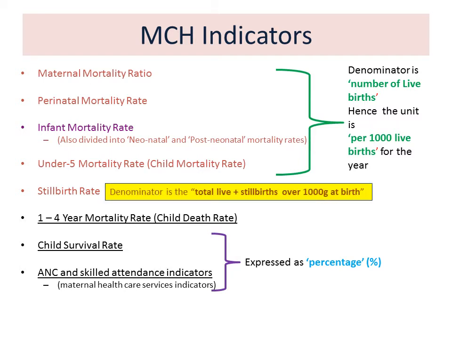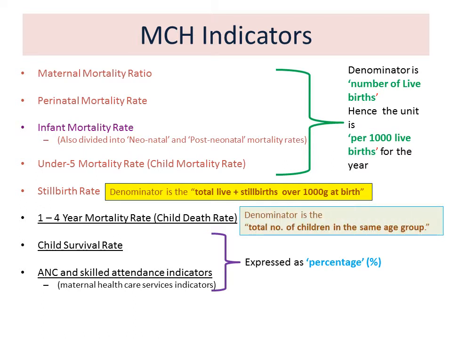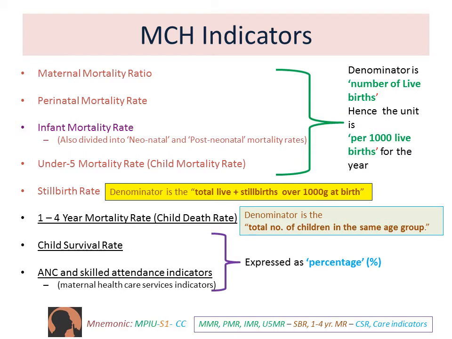Stillbirth rate has a denominator of total live births plus stillbirths weighing above 1 kg at birth. 1 to 4 year mortality rate has a denominator as the total number of children in the same age group.